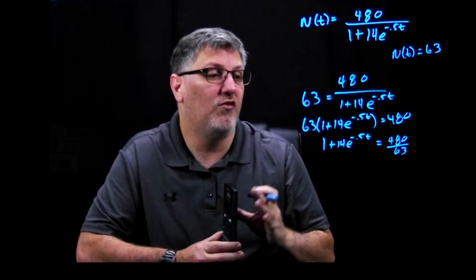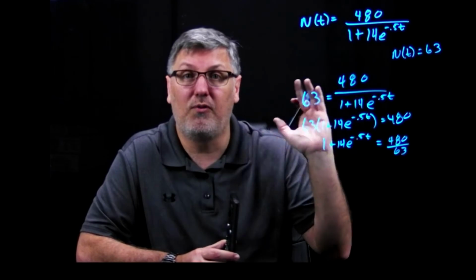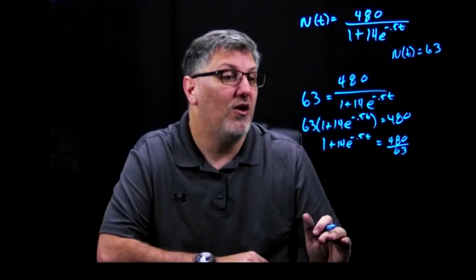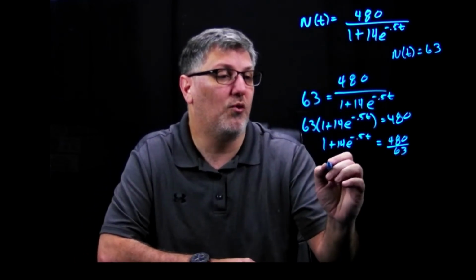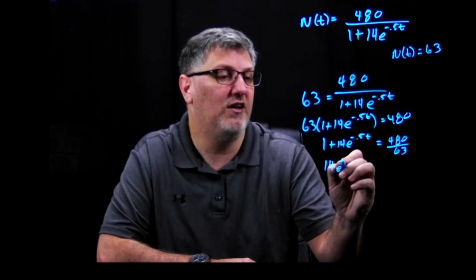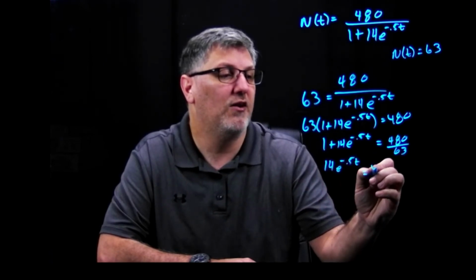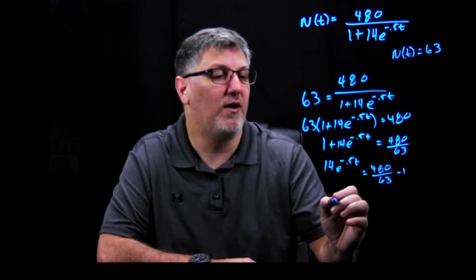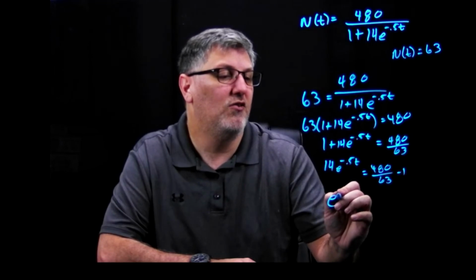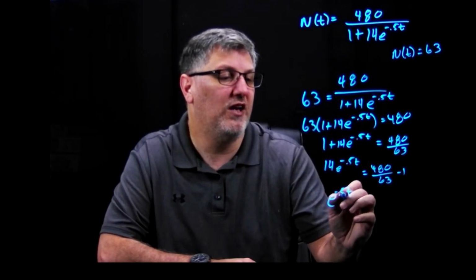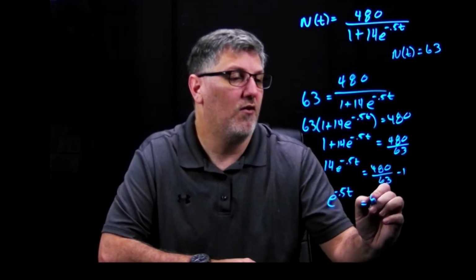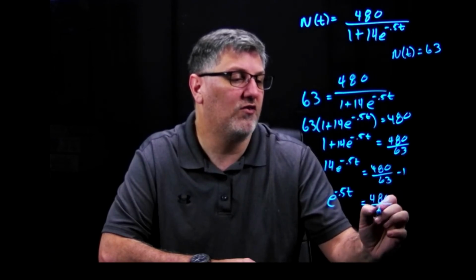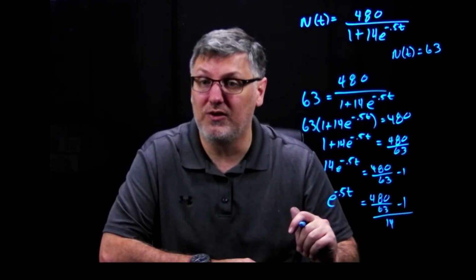So I'm just going to keep going, getting t by itself before I even try to do anything. All right, so from here, I'm going to go ahead and subtract 1. So I've got 14e to the negative 0.5t equals 480 over 63 minus 1. Divide by 14, I've got e to the negative 0.5t equals (480 over 63 minus 1) over 14. We probably should clean this up so it's a little easier to put in the calculator.